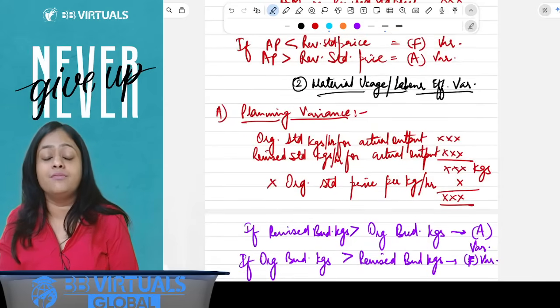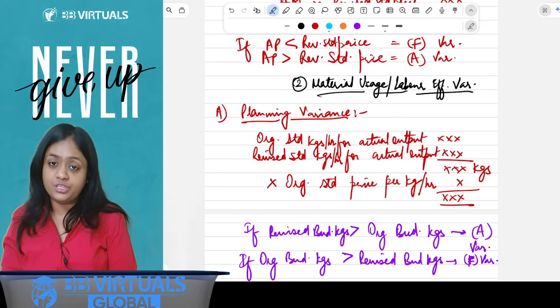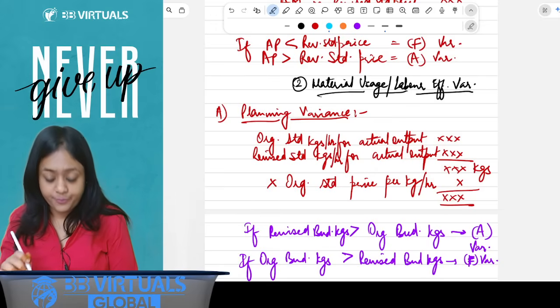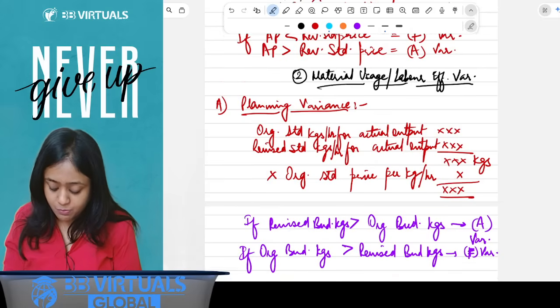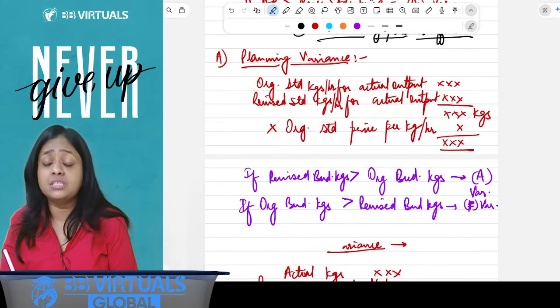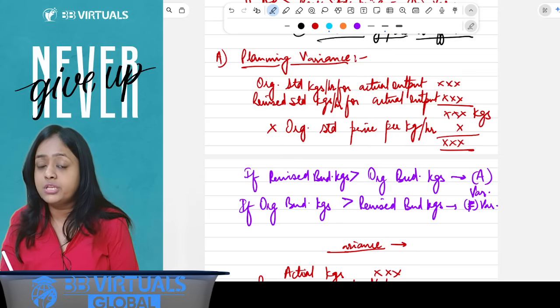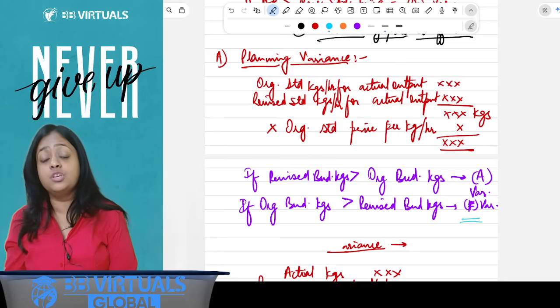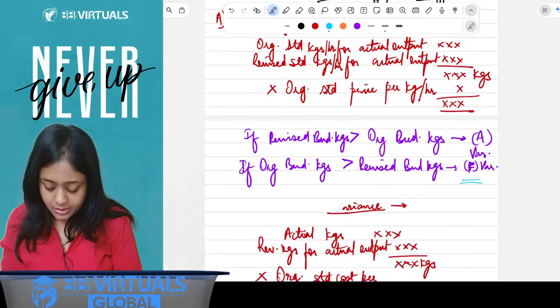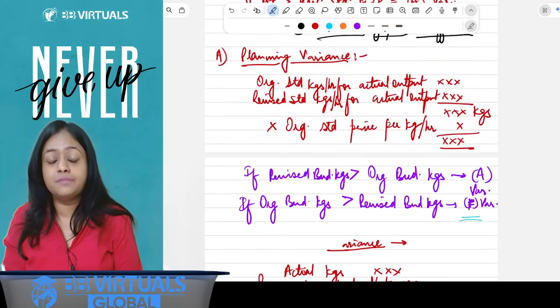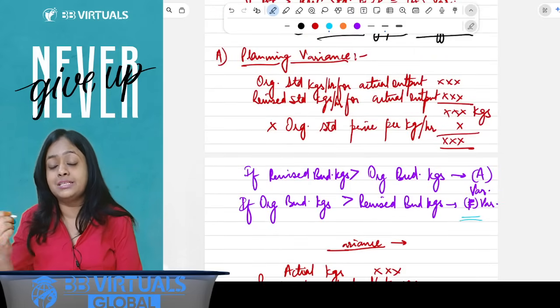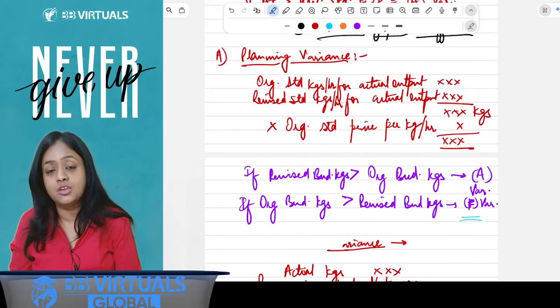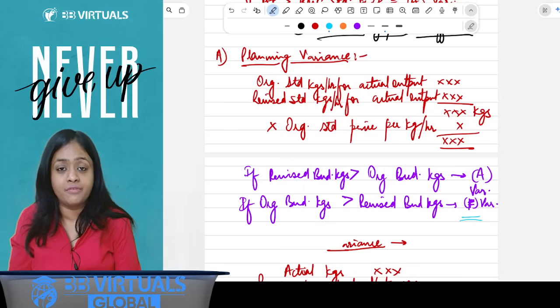Along the same lines, we can have material usage and labor efficiency variance. Again, efficiency will be with respect to kgs and hours. So if your original standard kgs are more than the revised standard kgs, it is a favorable variance, because by revision you have reduced it. So everything remains the same, just that like we compared between the standards and the actuals, here you'll compare between original standard and revised standard.